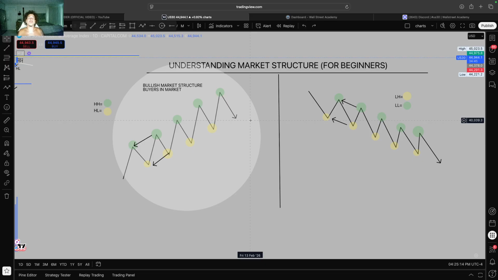Market structure. What's the overall market structure? Okay, bullish. The overall market structure is bullish. So what am I looking for? I'm looking for buys. If the overall structure is bearish, then I'm looking for sells. It's plain and simple. 95 to 98, 99% of the time, I will be going with trends. The trend is your friend.